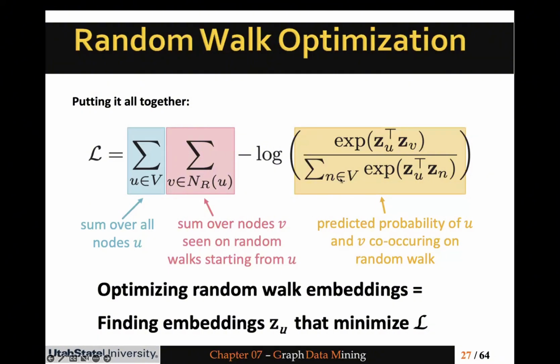So therefore, I will always try to maximize this softmax that I have inside here. And the maximization process is nothing but trying to find the best embeddings Z_u and Z_v that will give us the highest value inside of this log over here. So the optimization of the random walk embedding here is nothing but finding those Z_u and Z_v that will minimize this whole loss here, or in other terms, maximize this log part that you have here.